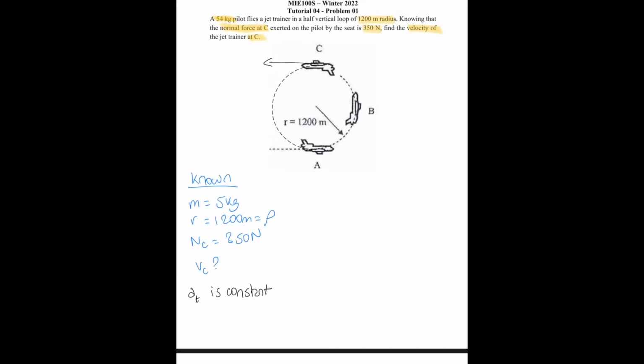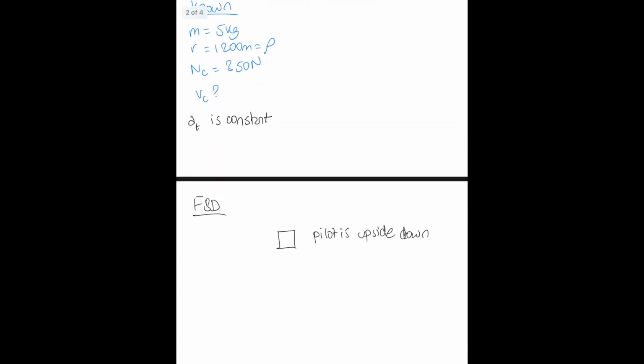And therefore, when we draw a free body diagram, we know that the pilot is going to be sitting upside down, because the jet moves this way all the way up here. So our guy is going to be upside down. So therefore, the normal force is going to be actually pointing downwards, not upwards. And his weight is also going to be pointing downwards.